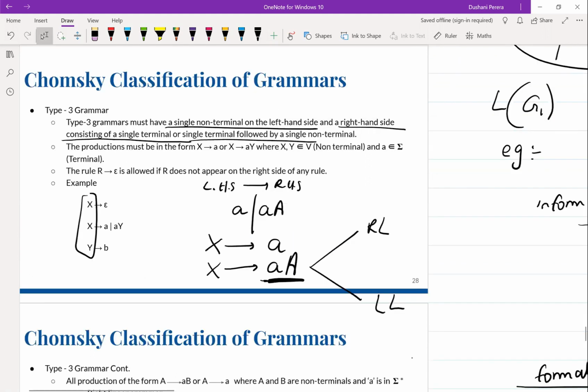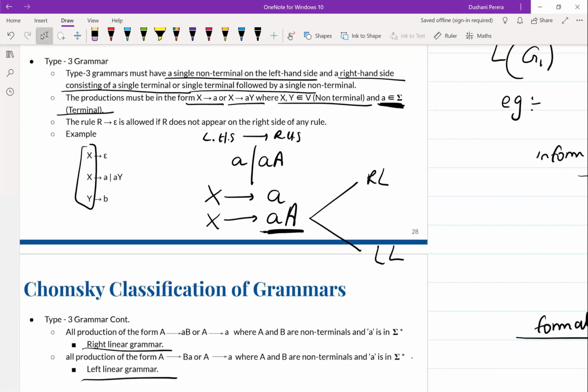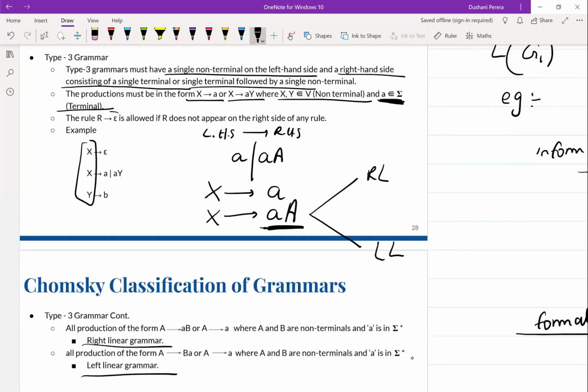So before we go to that, the production must be in the form X implies a, X implies aY, where X, Y are non-terminals and a is an element of sigma, sigma being the terminal symbols. Again, as I said before, the type 1 rule applies. S translates to the null string, not implication, can be allowed if this symbol does not appear in the right hand side.